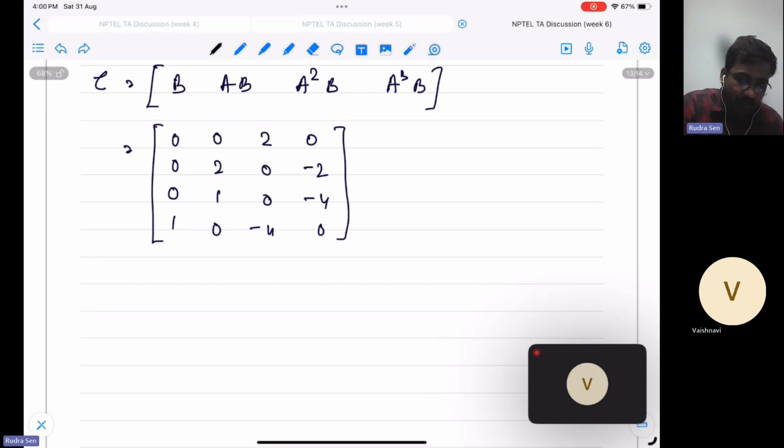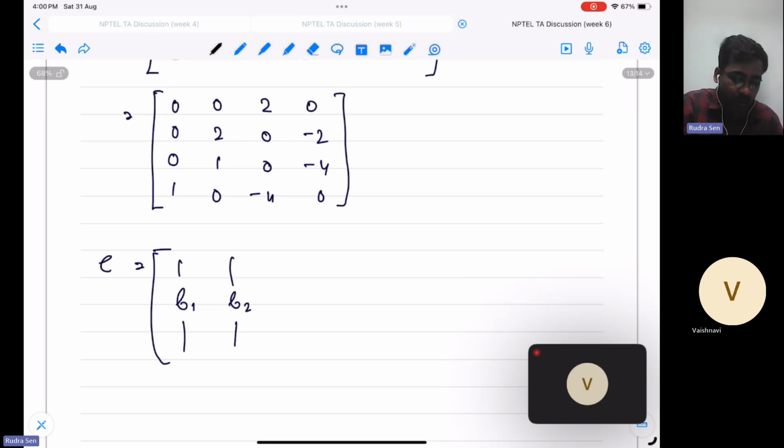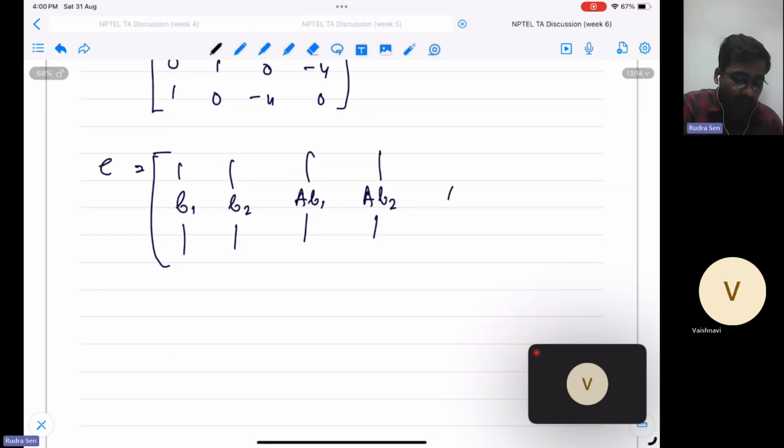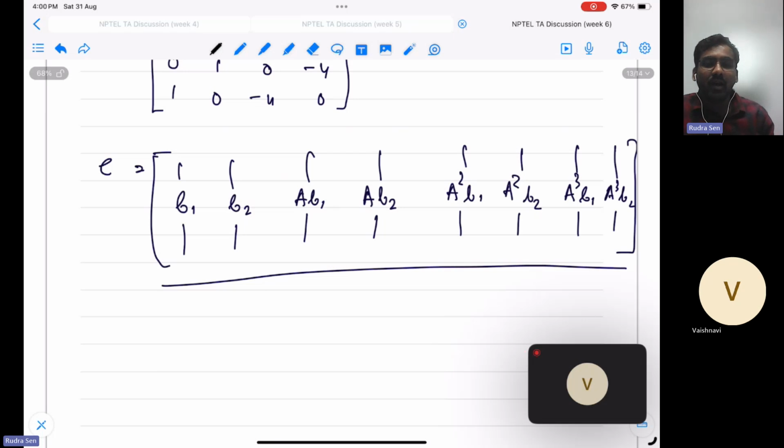I'm just writing it down and I'll wipe it off. In that case, your B will have two columns, right? Your C matrix will be B1 and B2, two columns. Then AB: it would be AB1 and AB2, two columns. Then A square B1, A square B2, again two columns. Then A cube B1 and A cube B2, again two columns. So now you have a rectangular matrix.